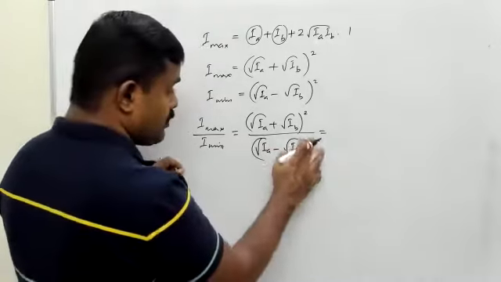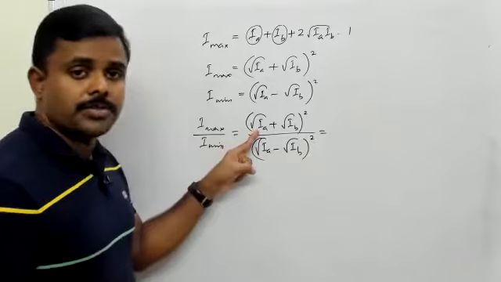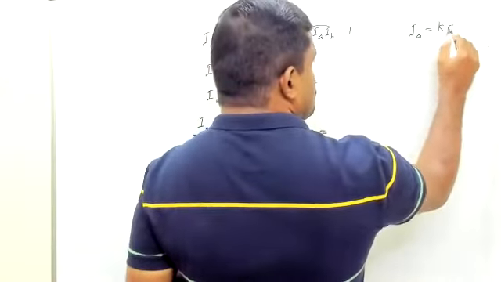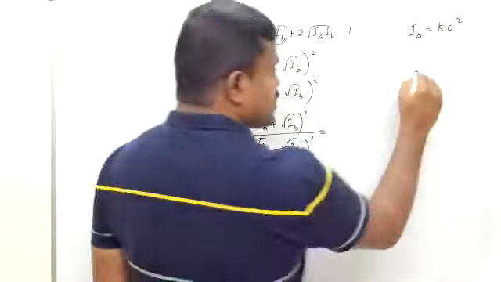But there are other versions of this equation. Tell me, what is root of IA? You remember IA as K A square and IB as K B square.